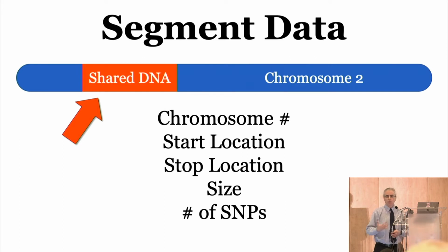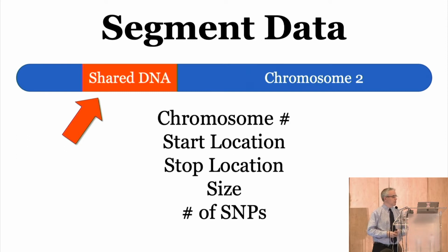The pieces of information I need to be able to put that into a chromosome mapping software is, what chromosome number is this? And you can see this is chromosome number 2. And it has some starting location and some stopping location. And that's what we can get from the chromosome browser at MyHeritage.